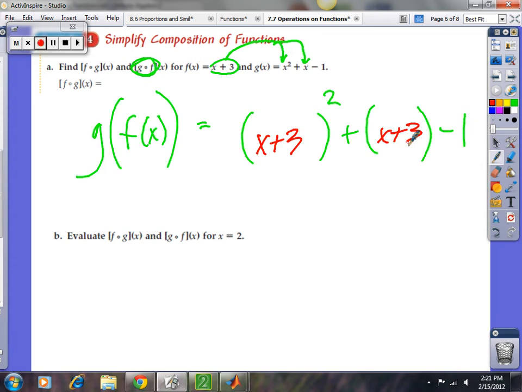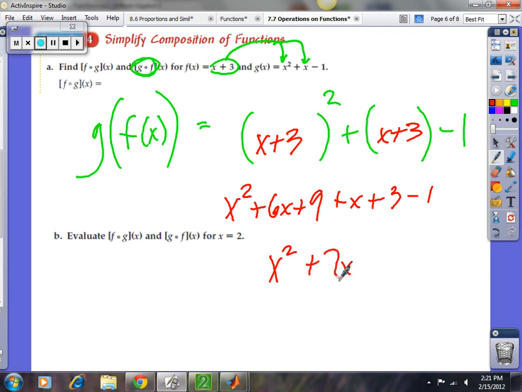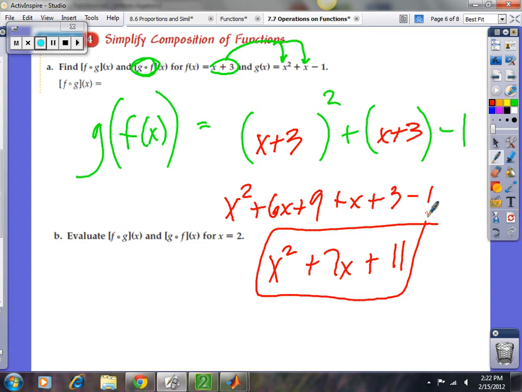Now, do x plus 3 squared. What's x plus 3 times itself? X squared plus 6x plus 9, plus x plus 3, minus 1. So it's going to be x squared plus 7x plus 9 plus 3 minus 1, which is 11. That is your final answer.